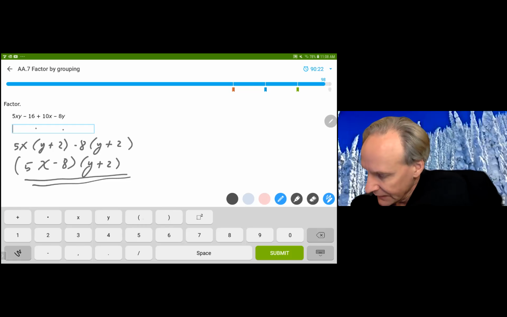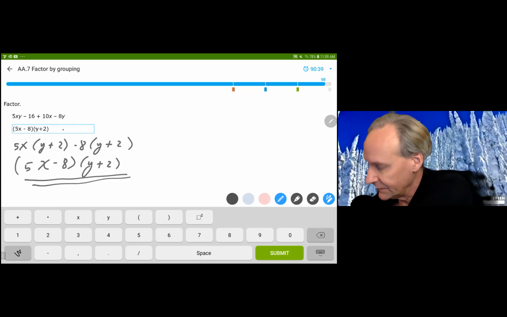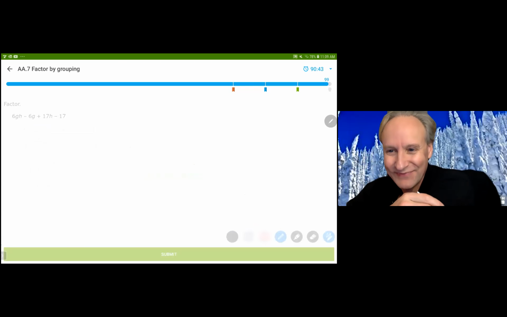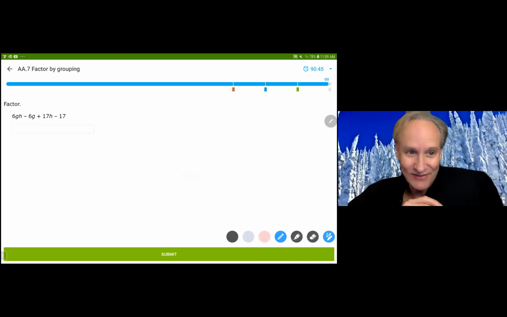So I have 5x in parentheses, 5x. I don't have to space it out, but I'm going to just to make absolutely sure. But luckily, I stopped spacing it and it was working out just fine. So 5x minus 8 times y plus 2. And I've got one more to go. And I won't make a mistake on this last one.